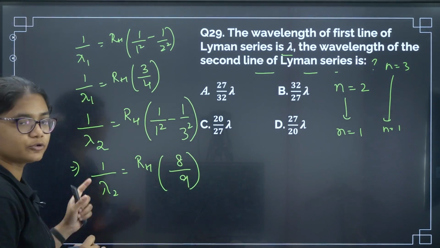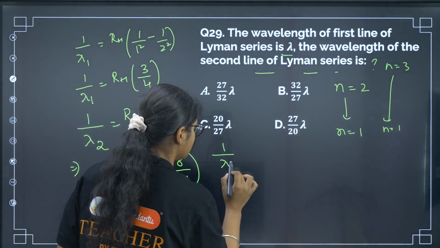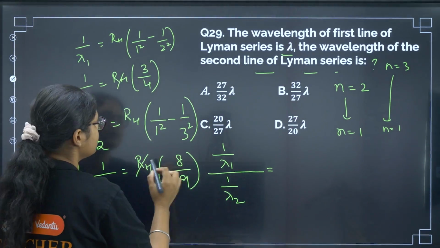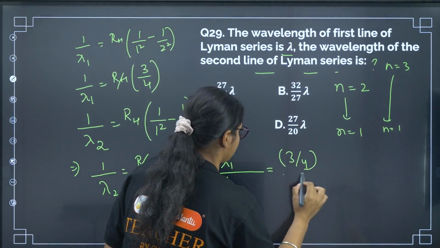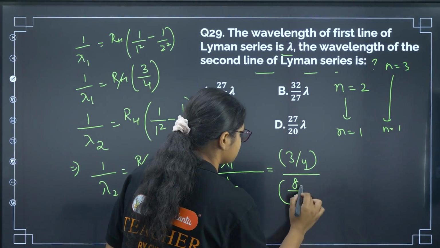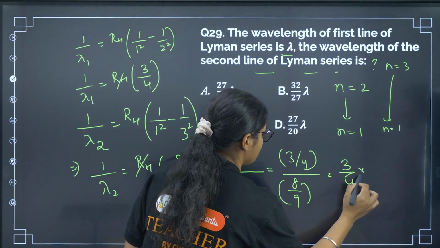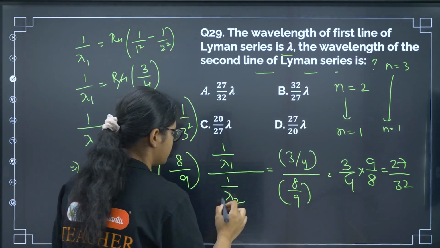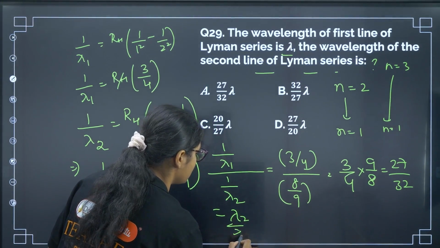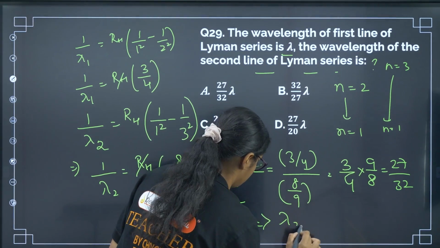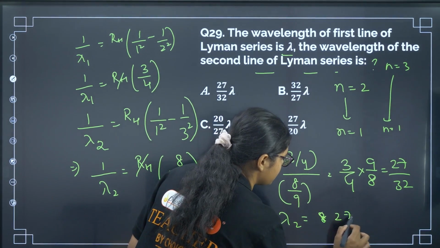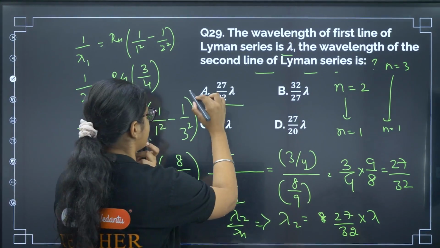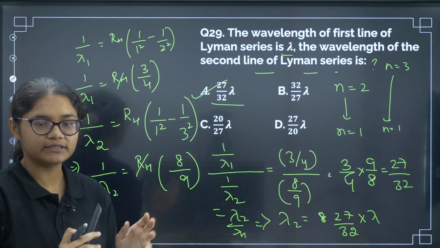Now just take the ratio of both these equations. We will get 1 by lambda 1 whole divided by 1 by lambda 2 will be equal to, RH can be cancelled, 3 by 4 divided by 8 by 9. So that is equal to 3 by 4 into 9 by 8, that is 27 by 32. This is equal to lambda 2 by lambda 1. So lambda 2 is equal to 27 by 32 into lambda. Okay, so 27 by 32 into lambda is option number A. So the correct answer for this question is option number A.